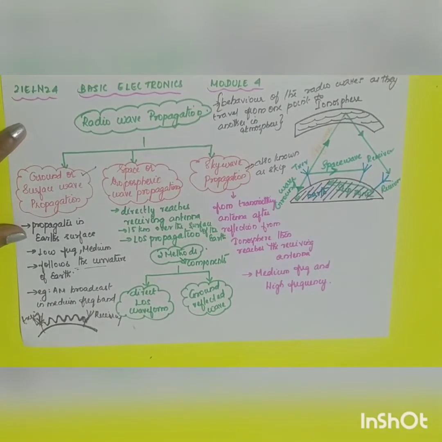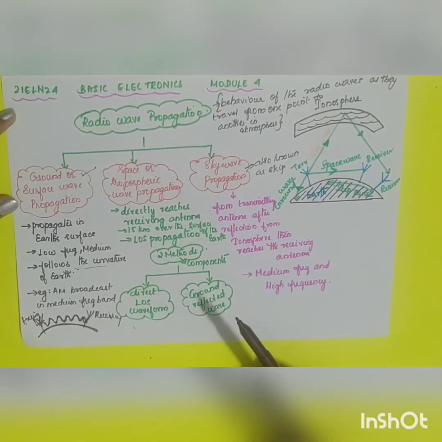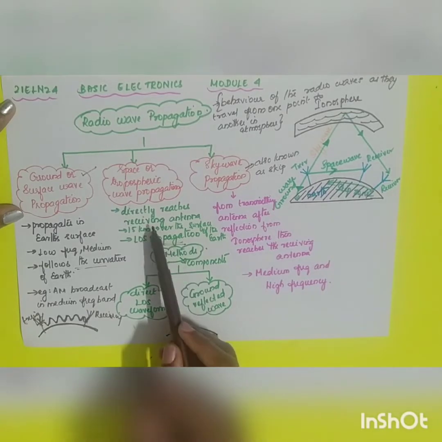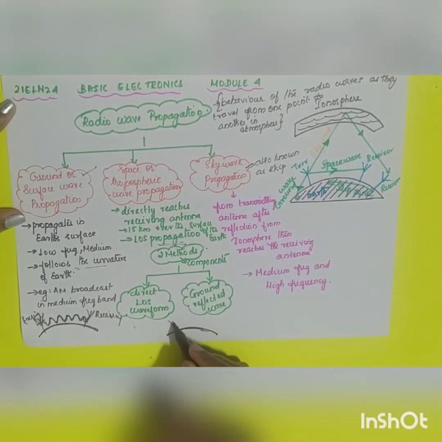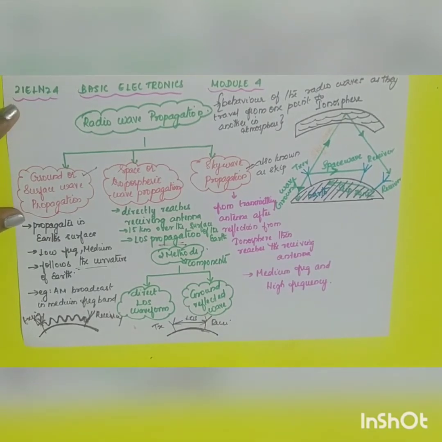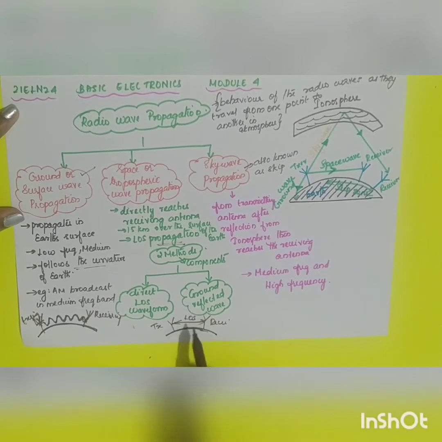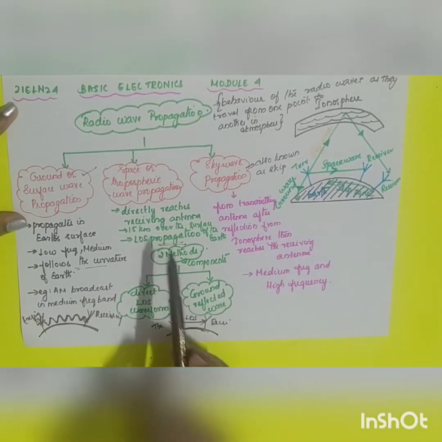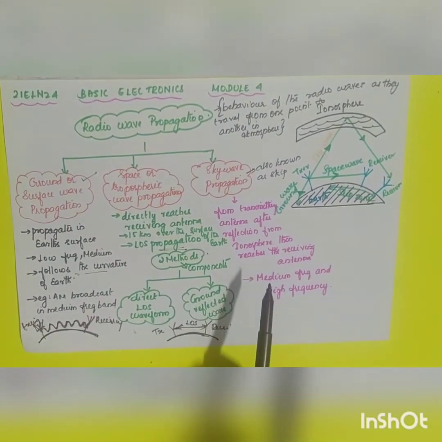The second type is space or tropospheric wave propagation. This is the type of propagation where you have a direct line of sight. That is, the wave directly reaches the receiving antenna. If this is your transmitting antenna and this is your receiving antenna, and there is a line of sight between the two antennas, then it is called space or tropospheric wave propagation. It occurs at a height of about 15 to 20 kilometers over the surface.